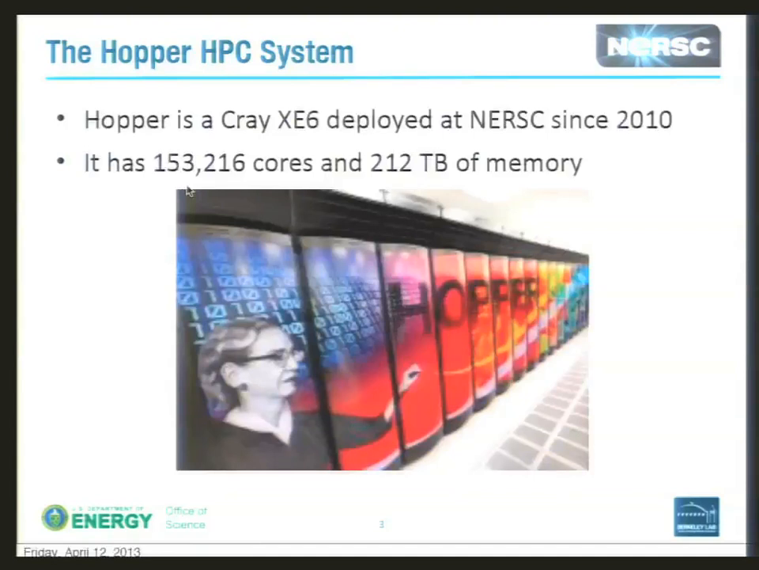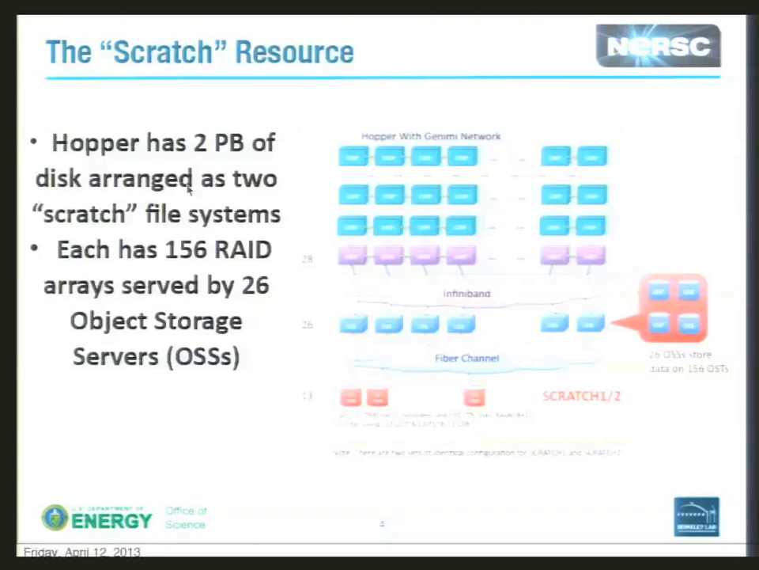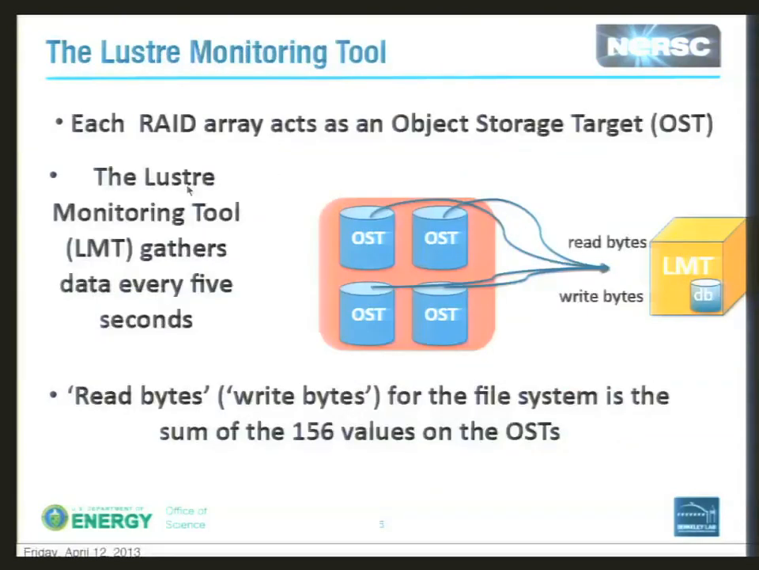All of this work is using the Hopper Cray XE6 as a test platform. It's been around since 2010. It's got a bunch of cores and a lot of memory and cool door art, which I think is very important. This is what Hopper looks like. I think all of you understand that.